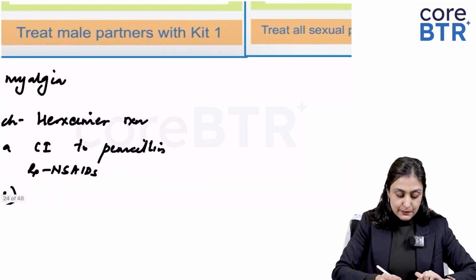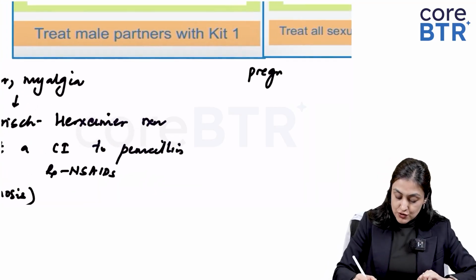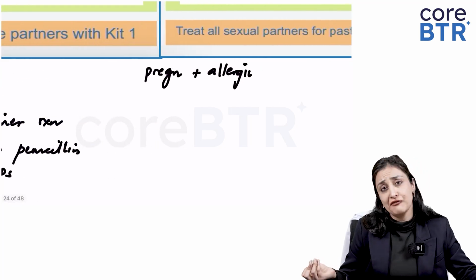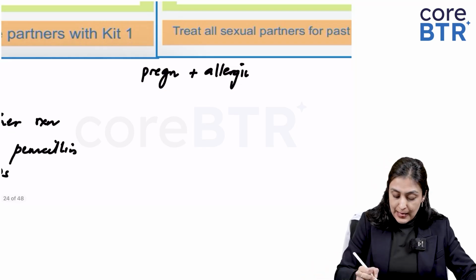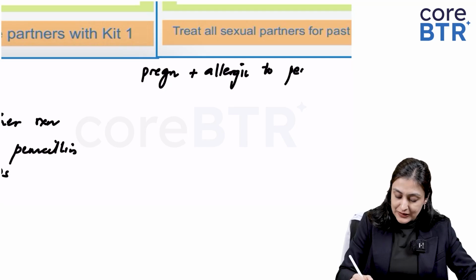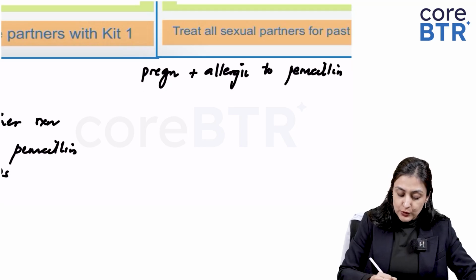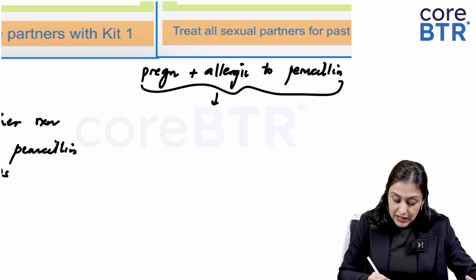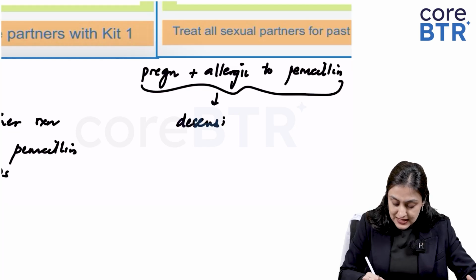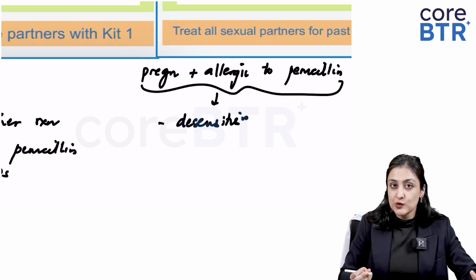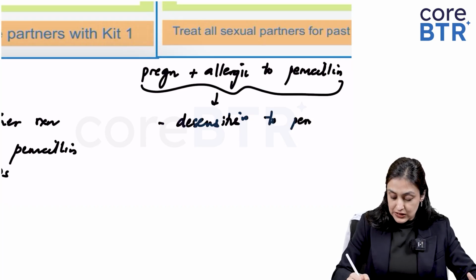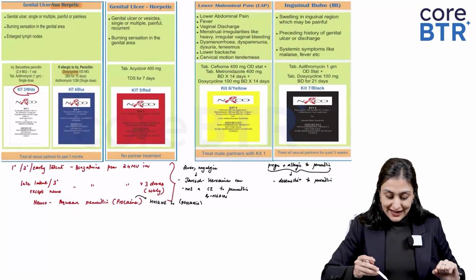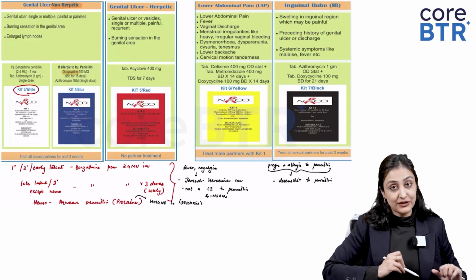What if somebody is pregnant and allergic? So pregnant plus allergic to penicillin. If they are pregnant, not allergic, give penicillin. Give the same kit, not an issue. But if pregnant and allergic to penicillin, now I cannot give the blue kit because doxy is a teratogenic drug. So here, what will be the answer? You will have to desensitize. You give small, repeated doses and desensitize to penicillin, and you have to give penicillin only. You can't give doxy. So every permutation combination we have now learnt.